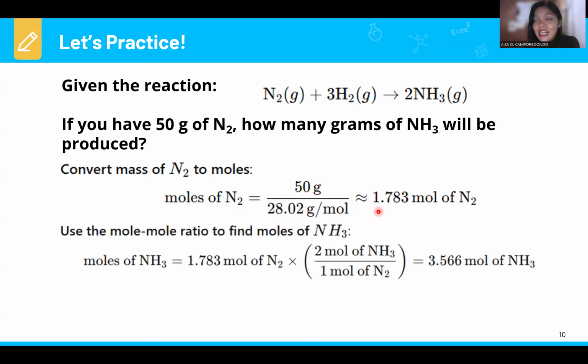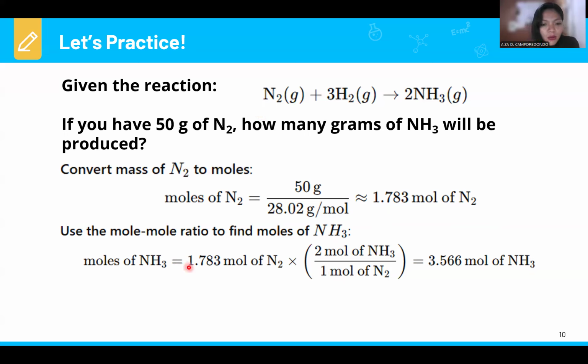Okay, for the second step on how to get the mass of the other substance, we need first to know the ratio. This is what I was talking about earlier. So we all know that the ratio of the nitrogen to ammonia is actually 1:2.